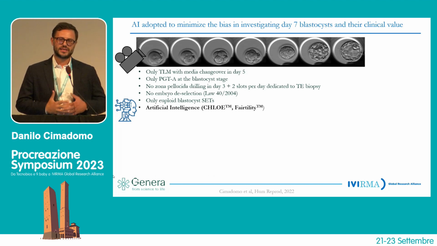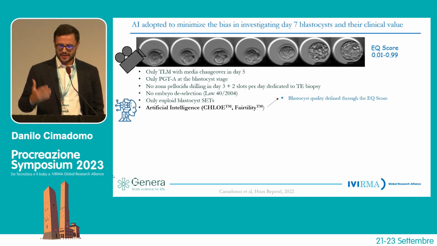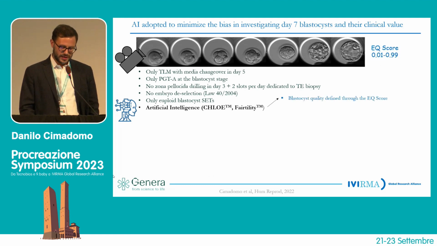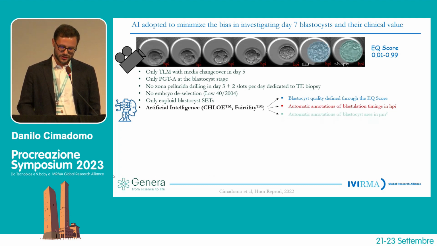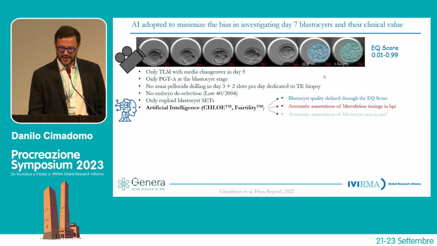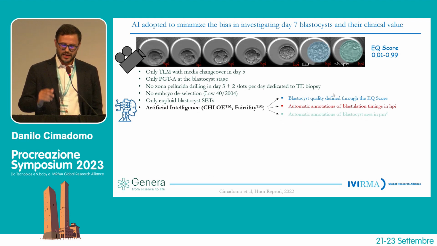We used artificial intelligence, what for? Basically to standardize how we call the quality of the embryo, to automate the annotation of the timings in hours post-insemination, as well as to assess the area of the embryo, as you can see here, at each and any stage across blastulation.